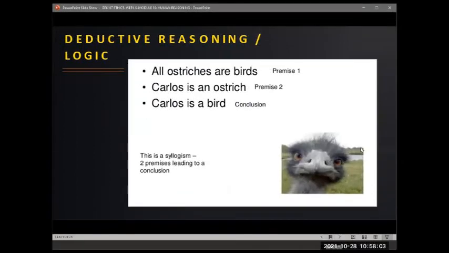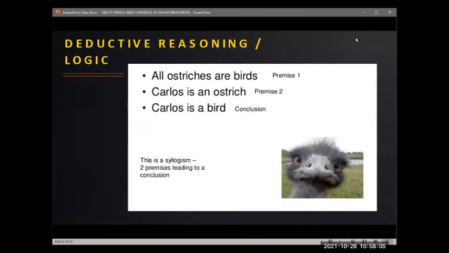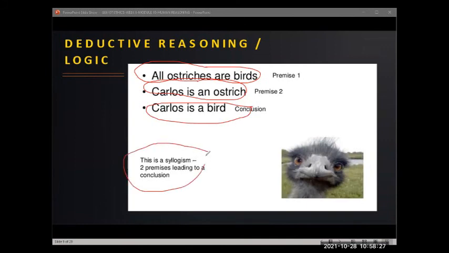Another example of deductive reasoning and logic. Here we have statement or premise number 1: all ostriches are birds. Statement number 2: Carlos is an ostrich. Therefore, we can conclude that Carlos is a bird. This is what we call syllogism. In syllogism, we use two premises or two statements leading to what we call a conclusion.